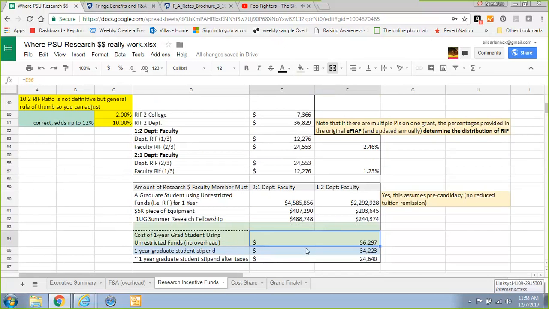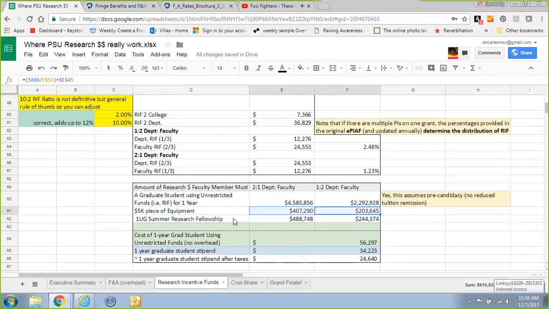Anyway, so at that cost of $56,000, a graduate student for 1 year, to pay for it with RIF funds, would require a faculty member to perform $4.6 to $2.3 million worth of research, depending on whether the RIF fund distribution was in or out of their favor. That is a lot of research. For a $5,000 piece of equipment, just over the line for what equipment is considered, it's between $203,000 and $407,000.